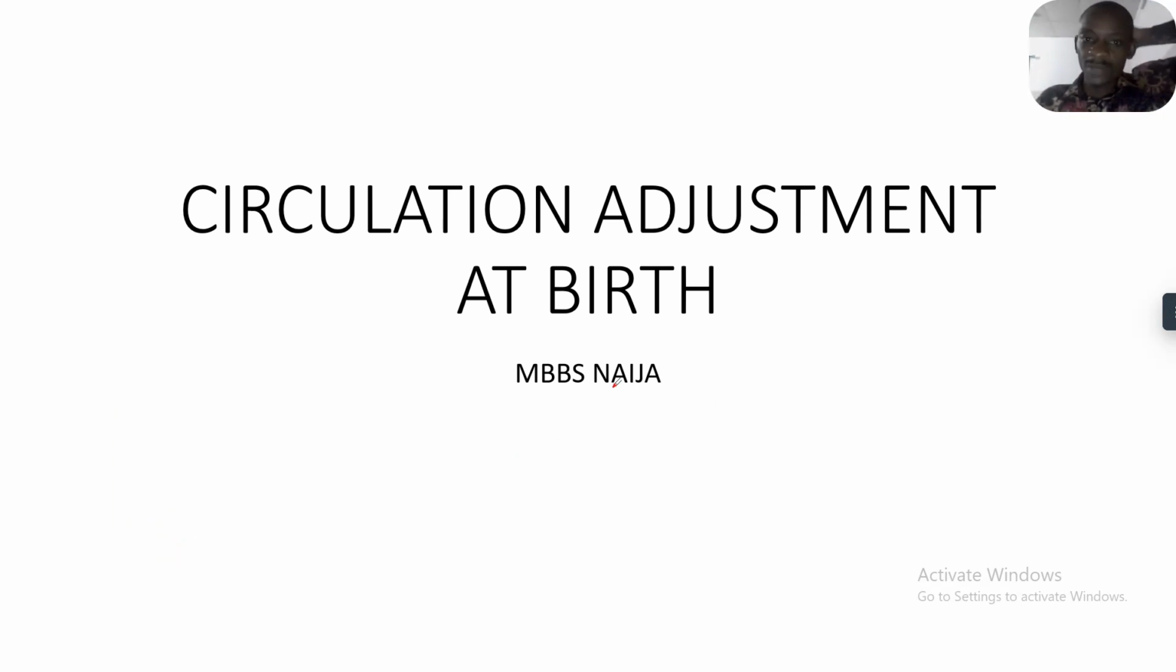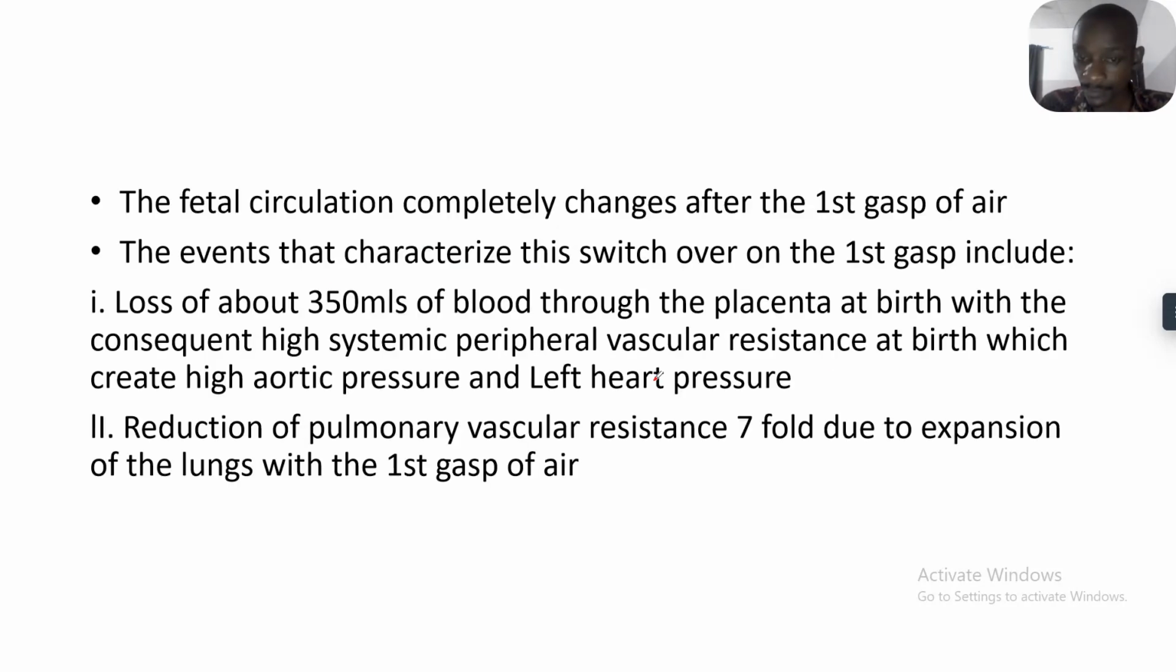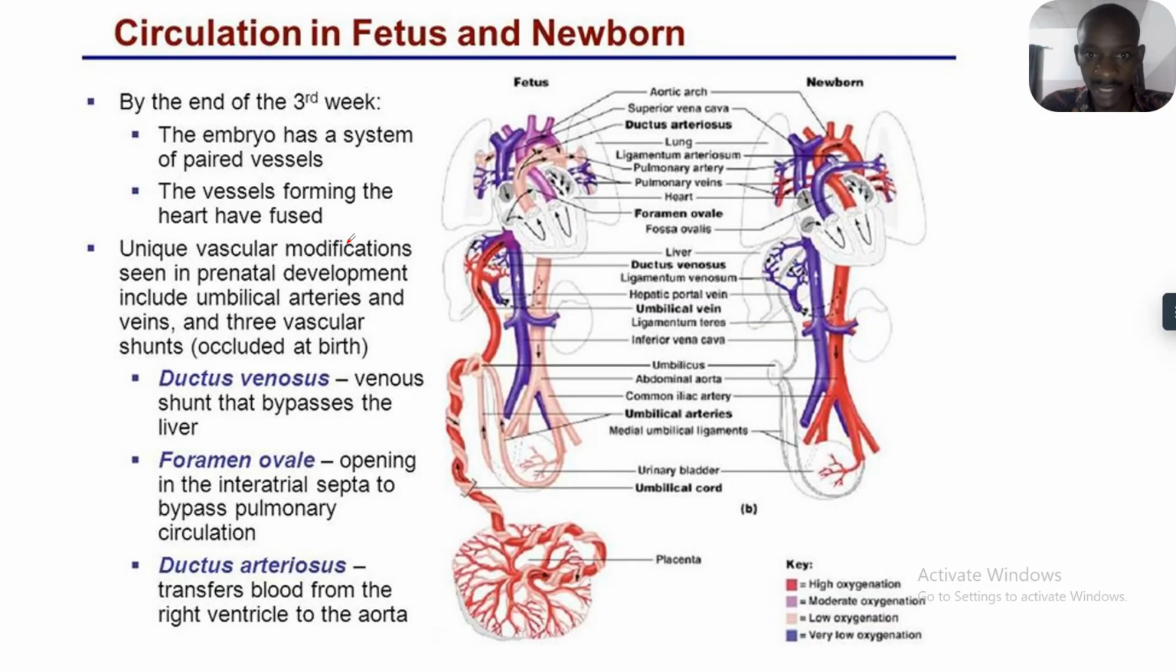And today we'll be talking about circulation adjustment at birth. Having spoken about the fetal circulation, how is the circulatory system in a fetus readjusted at birth? That's what we'll be looking at today. So let's proceed, guys. This is the fetus, this is the circulation. You see the placenta, and I could see here that the placenta has been lesioned out.